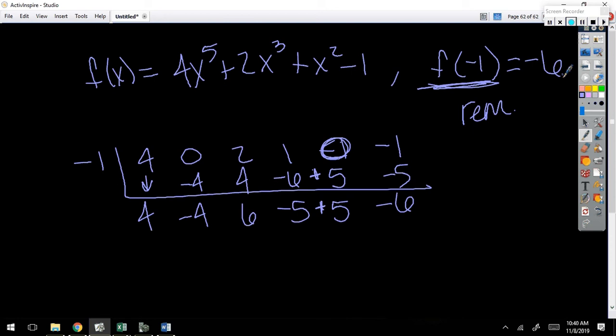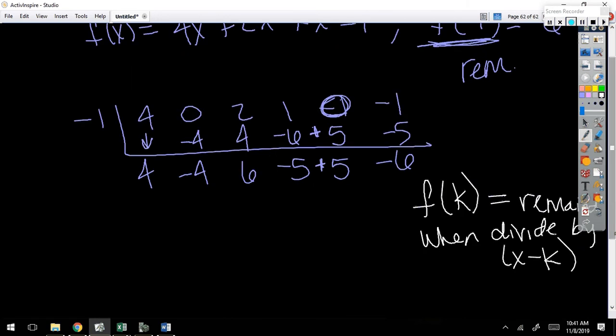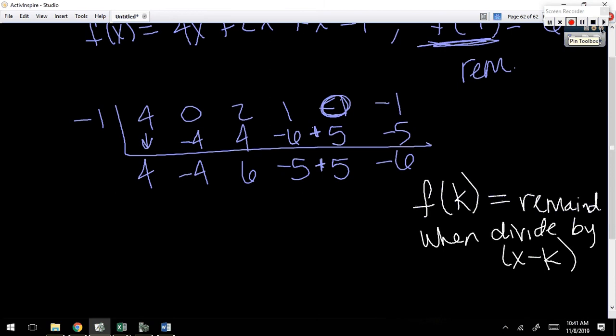Knowing that when you plug in a number, anytime you plug in, let's write that down. f of k is the remainder when you divide by x minus k. How come when you plug it in, you should get the same thing. Don't change the sign, keep the sign the same.